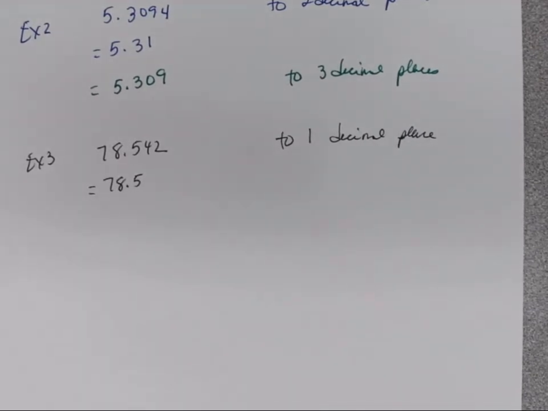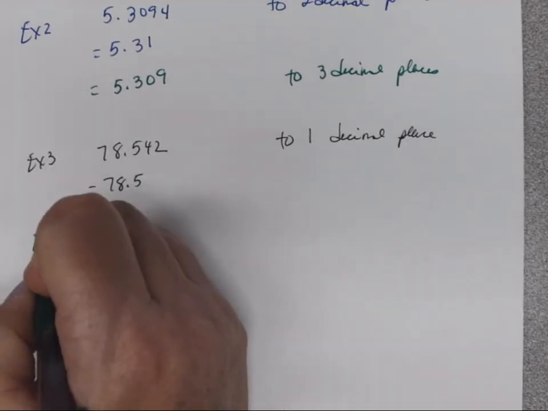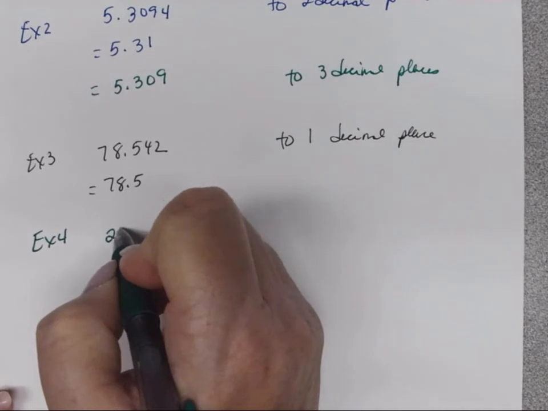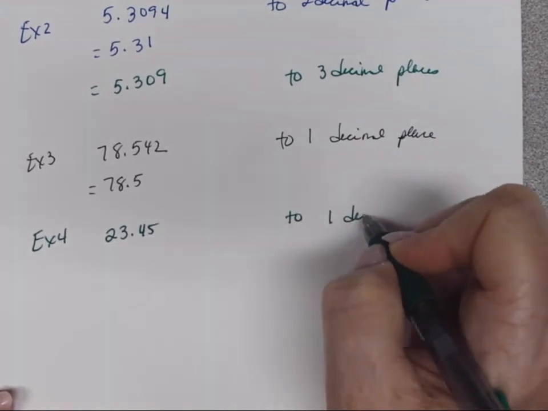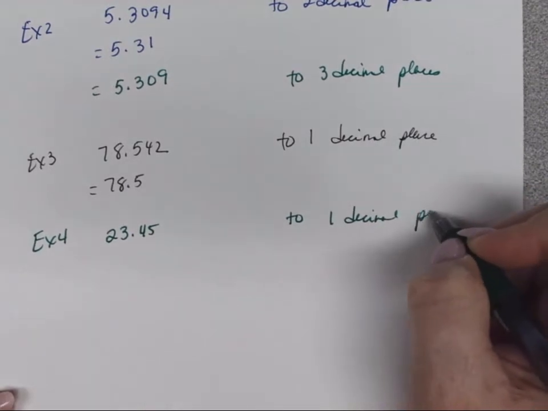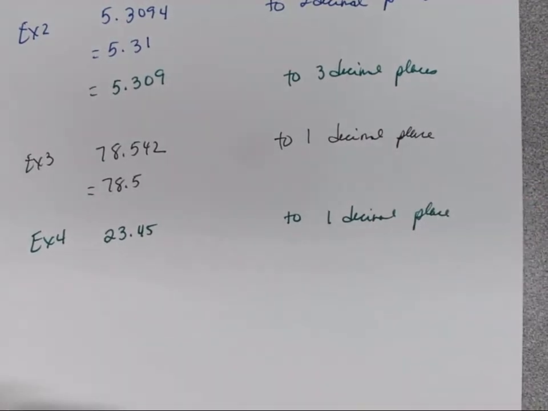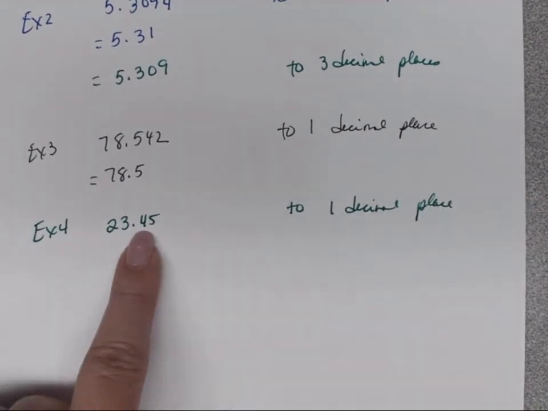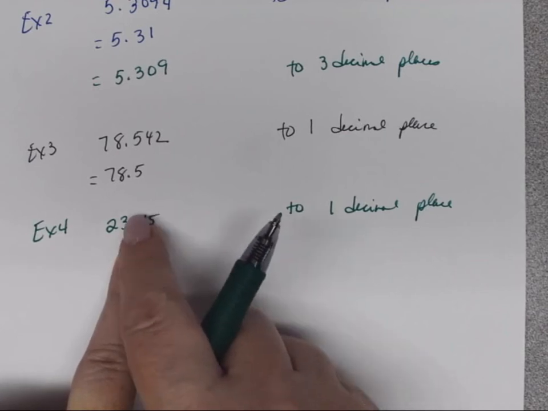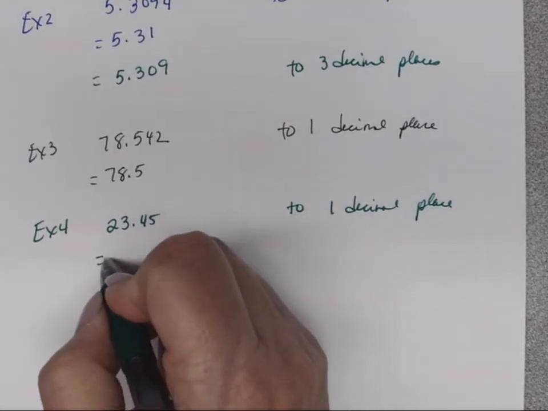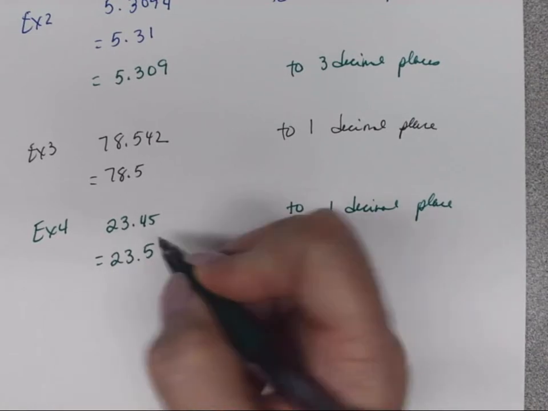All right, let's look at example 4. 23.45, and we're going to round to 1 decimal place. So if we're going to 1 decimal place, we're looking at the 4, and do we round it up or not? Well, the 5 that comes after it is 5 or greater, which causes the 4 to round up. So this would be 23.5.